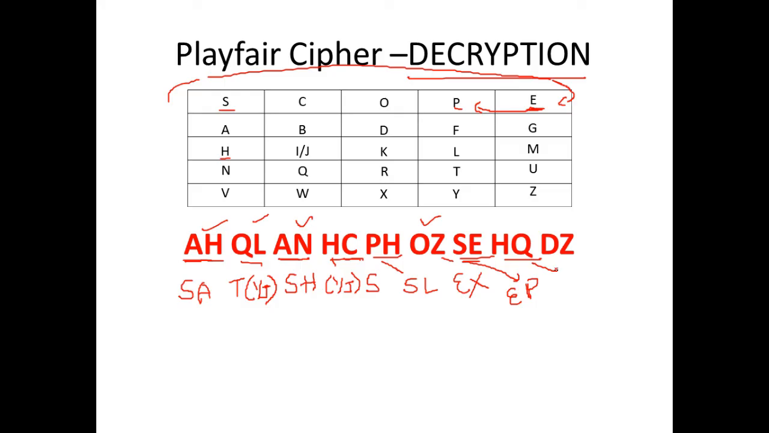Now let us take HQ. Let's see what this HQ is. H and Q. So we have H here. H meets Q in IJ. So we can put I or J here. And Q meets H in N. So we can put N. And finally DZ. What is DZ? We have D here and we have Z here. So D meets Z in G. So always go to the opposite side. So it is G, and Z meets D in X.